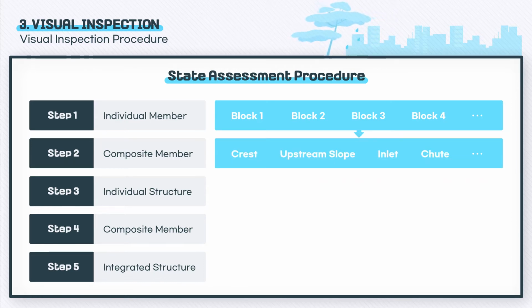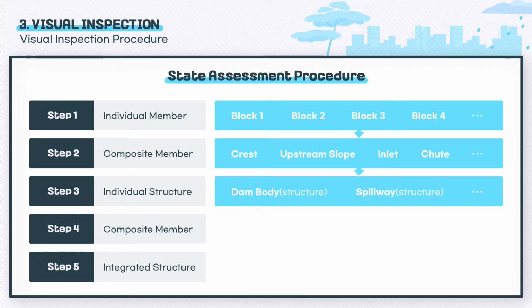In Step 2, an evaluation of composite members, which refers to a composite of individual members, such as the dam crest, the upstream slope, downstream slope, approach water path to the spillway, the adjustment unit, winch, water gate, and electrical equipment, etc., are evaluated. In Step 3, individual structures, which refers to composite members such as the dam body, civil facilities of the spillway, and electrical generation equipment, etc., are evaluated.